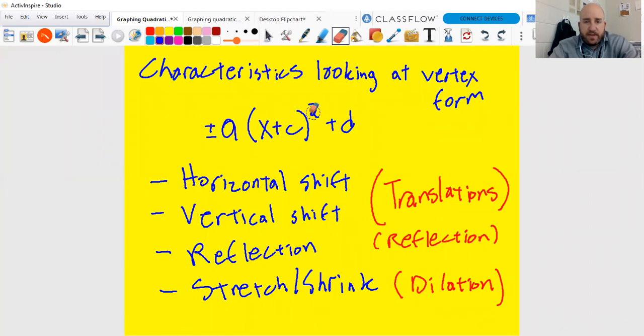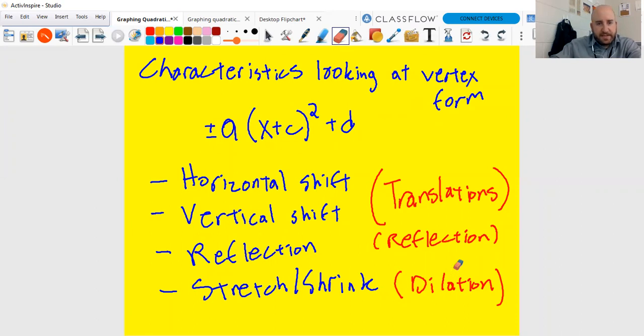We're going to cover in more detail in the next video, characteristics when looking at vertex form. So we can identify horizontal and vertical shift, which are horizontal and vertical translations, reflection, and stretch or shrink, which is kind of like dilation. So again, these are the transformations that we learned in geometry last year. There is no rotation. We don't really talk about a rotation.